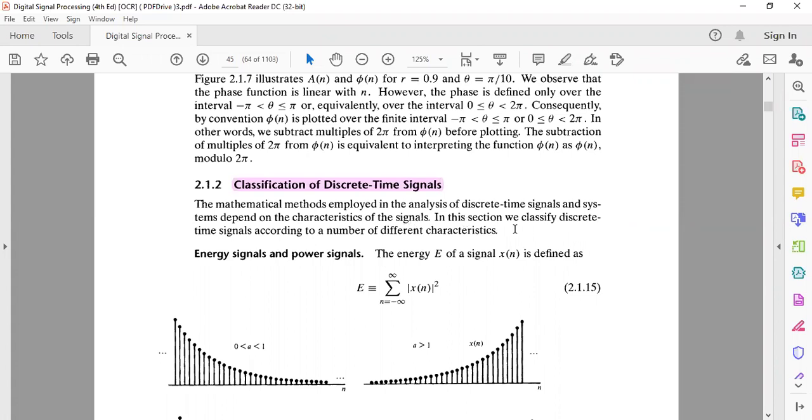So in this section, we classify discrete time signals according to a number of characteristics. And we are starting with energy signals or power signals. When do we say that this is an energy signal, and when do we say that this is a power signal? Is this something you have seen before, or is this very new to you?